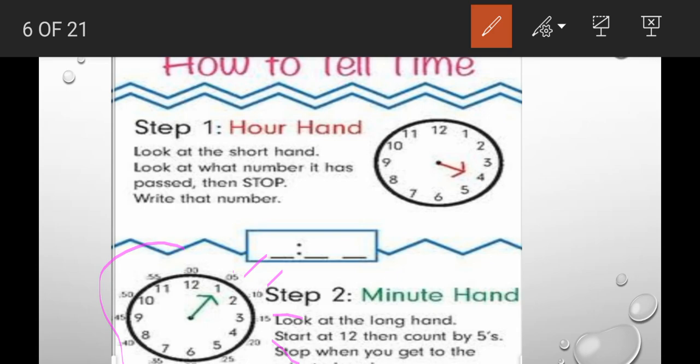So look at the long hand. Start at 12, then count by 5. Stop when you get to the minute hand. So where is the minute hand stopping? Here it is at 5. So the time is 4 hours 5 minutes. This is how we have to write the time.